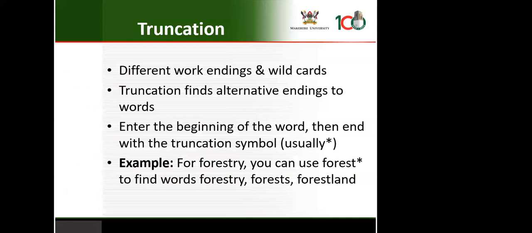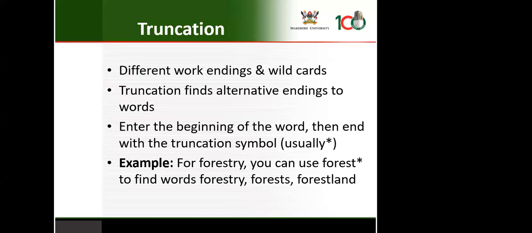The next technique is truncation. With truncation, we have different word endings and wildcards. When I say different endings, I mean words that start the same but end differently. Truncation finds alternative endings to words. So you enter the beginning of the word, then end with a truncation symbol, which is usually an asterisk.